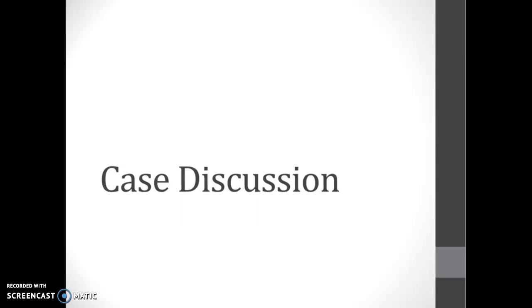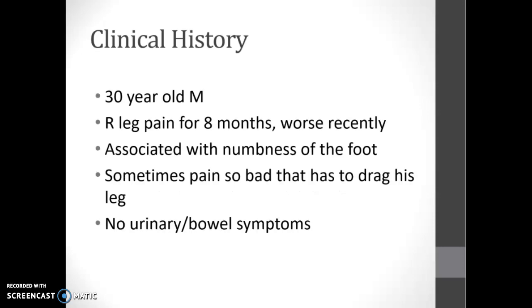So you've got a 30-year-old male who's had right leg pain for 8 months, getting worse recently. He's got numbness of the foot, and sometimes the pain's so bad that he's having to drag his leg. No urinary, no bowel symptoms. So, do they need a scan? What are your thoughts? What are your options here? What would you choose to do clinically?